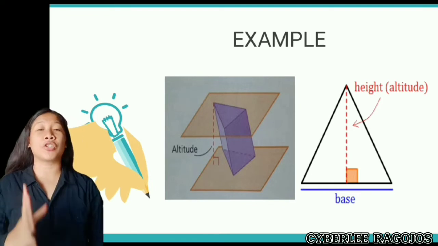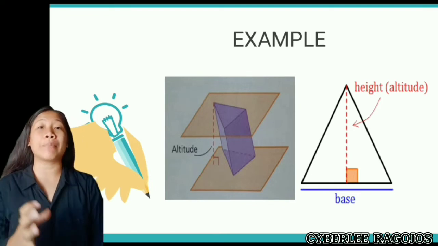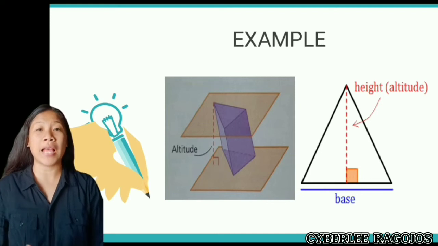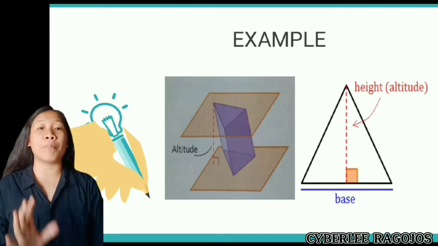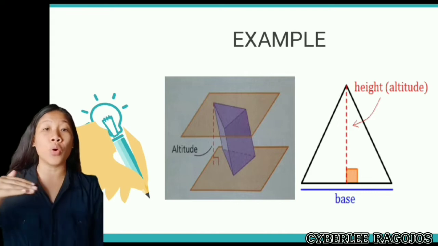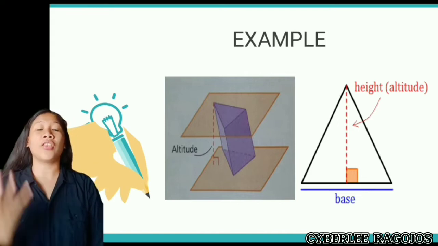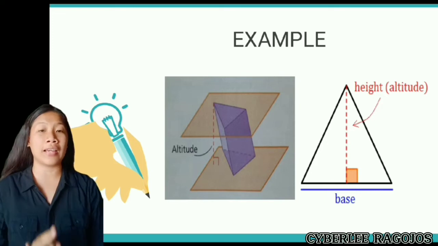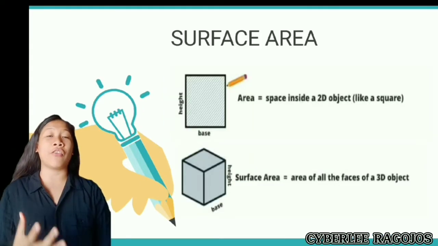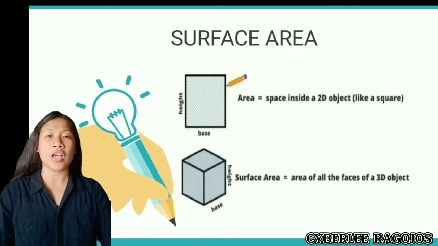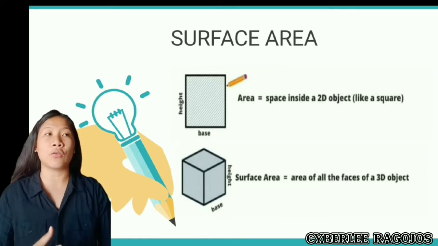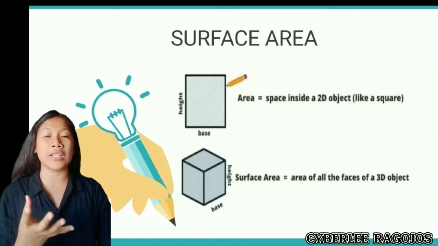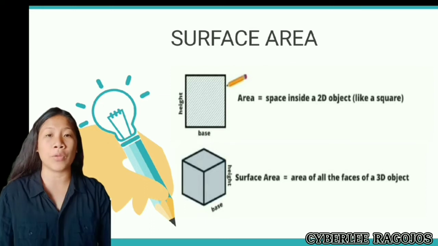So, based sa picture na ito, kung makikita natin ay may nakalabel sa baba na base. So, sa triangle na to yung base niya ay yung may line na blue sa baba, and other faces of a prism are parallelograms or rectangles. So, let's proceed in defining the surface area. So, ano nga ba yung tinatawag nating surface area or surface area of a prism?